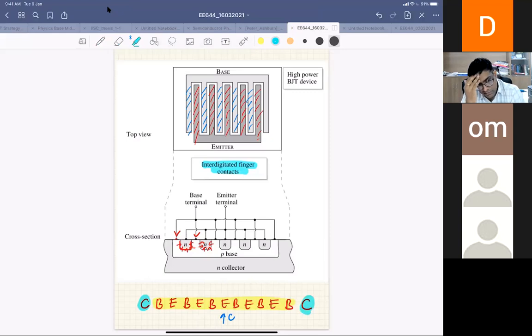Any questions here? Sir, what was the advantage of inserting that extra collector in between?